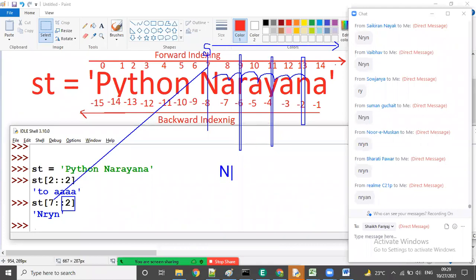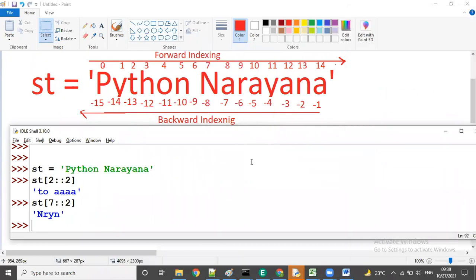Finally, RYN. All of you guys, all of you clear this example? All of you clear, right? If anyone has the little doubt, you have to get very clarity here. Next, let me go here.